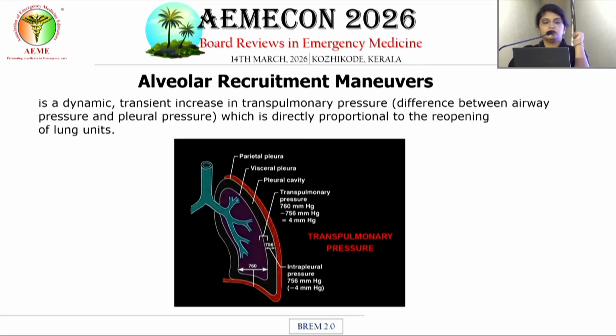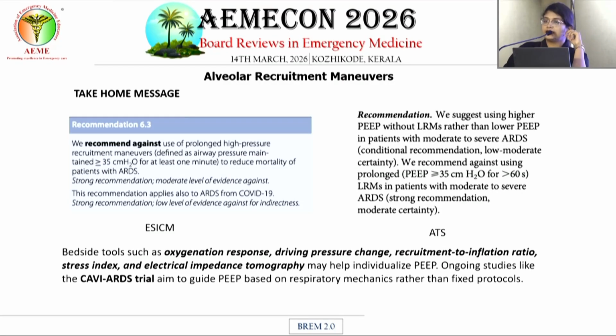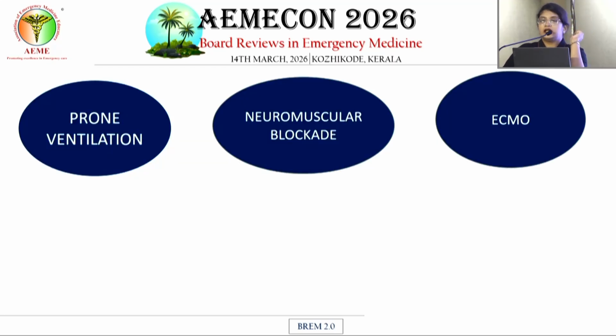Coming to alveolar recruitment maneuvers, yes, there are a lot of trials which showed n number of recruitment maneuvers, but the current guidelines according to ESICM and ATS: ESICM recommends against the use of high pressure recruitment maneuvers, more than 35 centimeters of water for more than 60 seconds is absolutely not indicated. They are telling nowadays to use more bedside available techniques like oxygen response, driving pressure change, recruitment to inflation ratio, electrical impedance tomography to decide on PEEP instead of going for recruitment maneuvers. So that leaves us with prone ventilation, neuromuscular blockade, and ECMO.